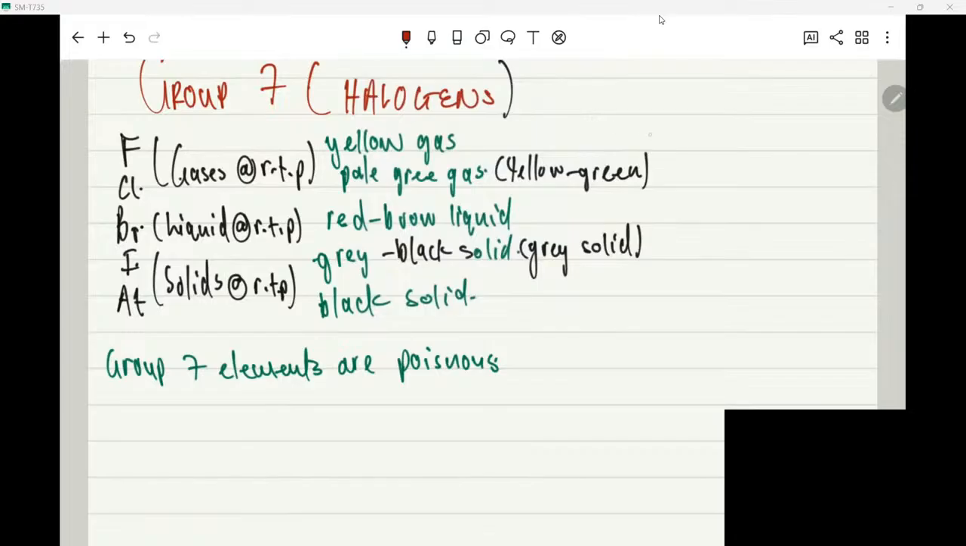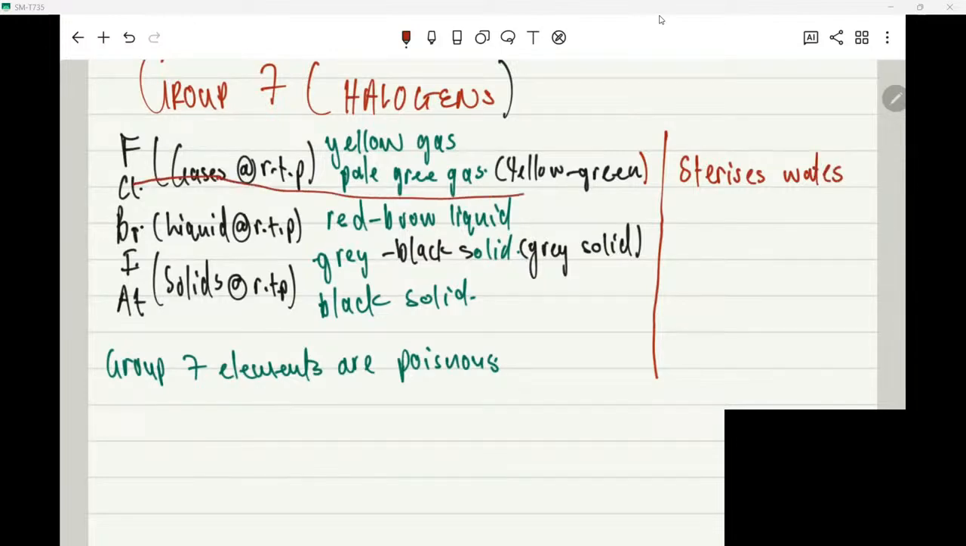Fluorine here, we know that it is toxic. Or let's talk about chlorine, because that's the one you see being used. You usually don't handle the other things. So here, we can say that it sterilizes water. We use chlorine to sterilize water. Why? It is toxic, so it kills bacteria.